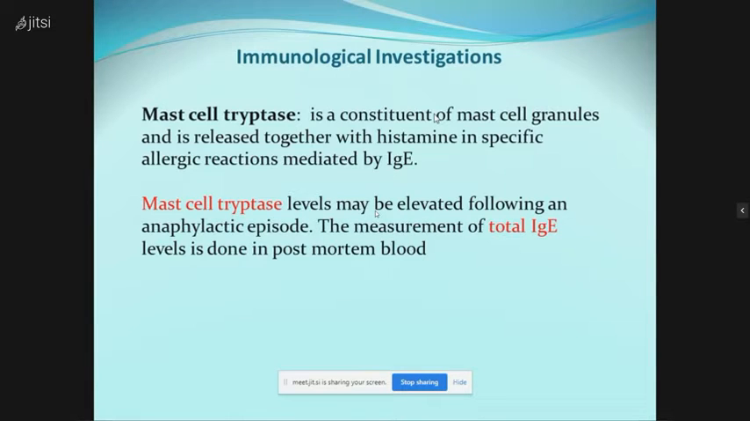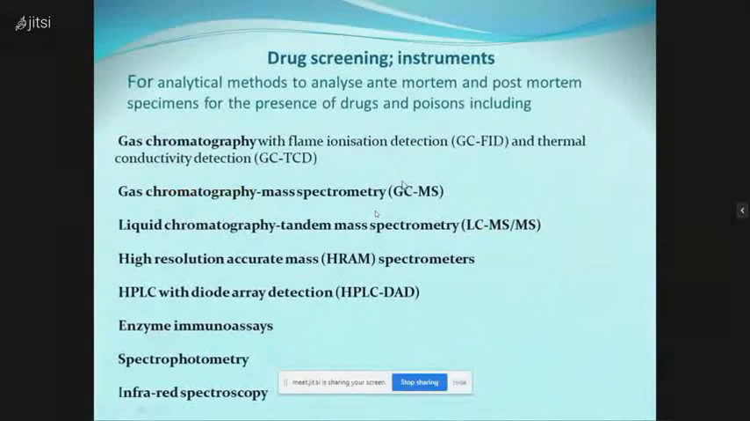Immunological investigation, sometimes a patient might die from a hypersensitivity reaction and anaphylactic shock, and we use mast cell tryptase and IgE for the assessment of anaphylactic shock. So as I mentioned, a variety of instruments can be used, and also, in addition to this, enzyme immunoassay, spectrophotometry and infrared spectrophotometry.